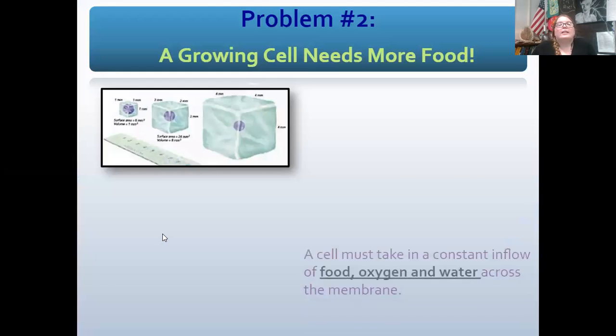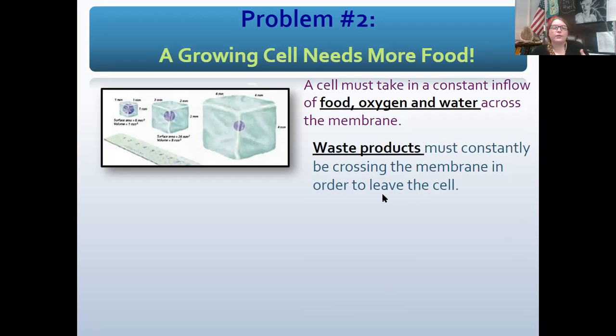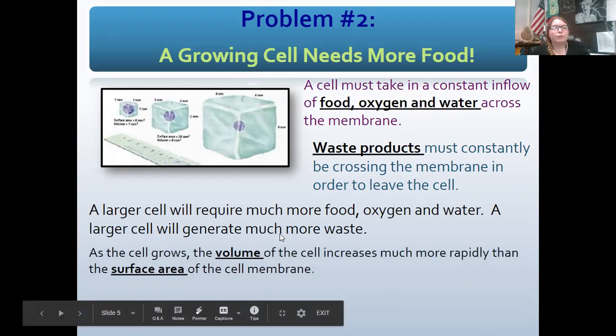All right, so growing cells need more food. So a cell has to take in a constant inflow of food, oxygen, and water across the cell membrane. So waste products also have to be diffused out of the cell. A cell can't just go to the bathroom and go pee. It can't do that. It has to diffuse all of that waste out through the cell membrane. So a large cell requires more food and water, but it's also making more waste.